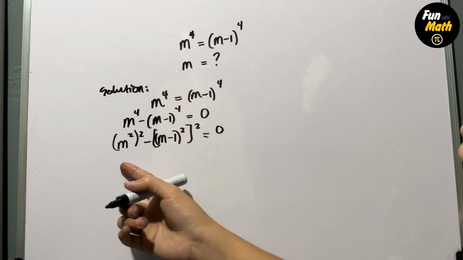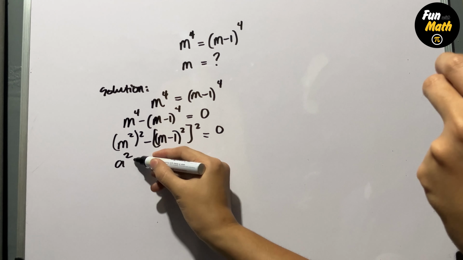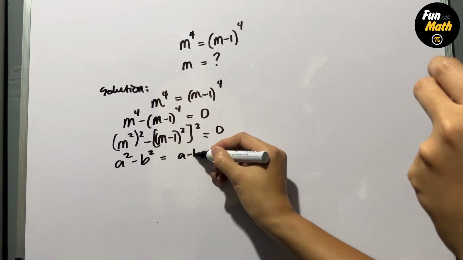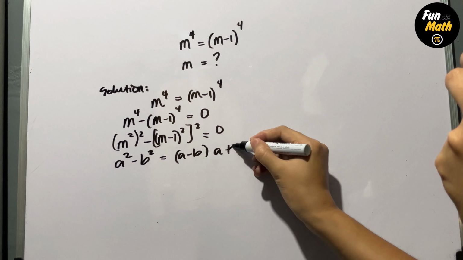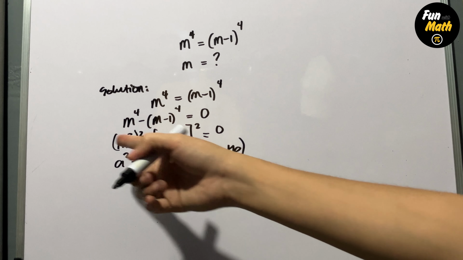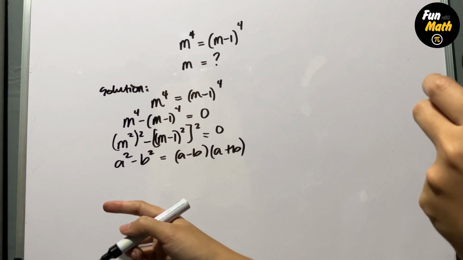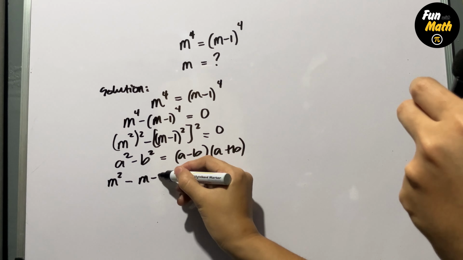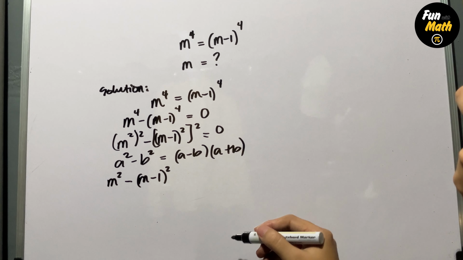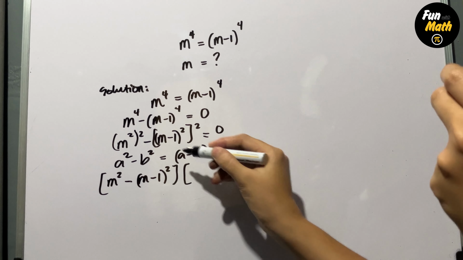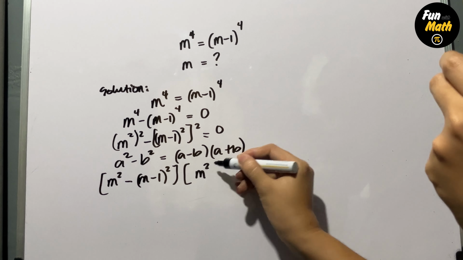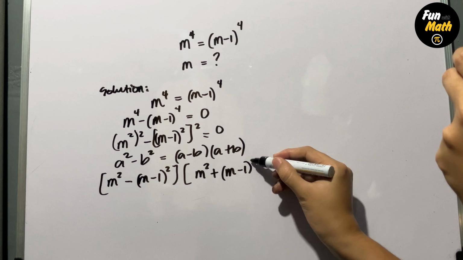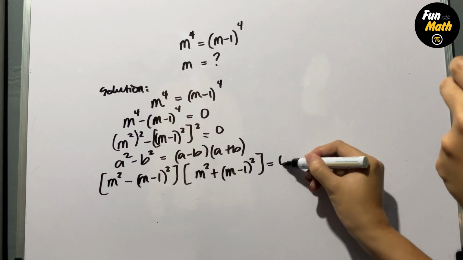Now this looks like an identity: a squared minus b squared, which is also equal to (a minus b) times (a plus b). So we can write this as (m squared minus (m minus 1) squared) times (m squared plus (m minus 1) squared) equals 0.